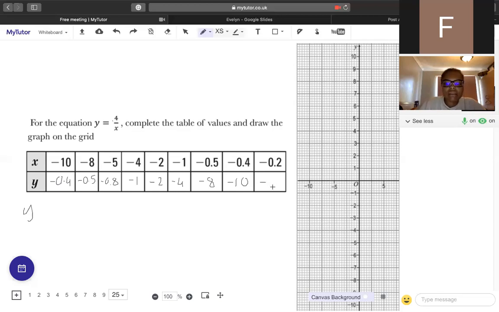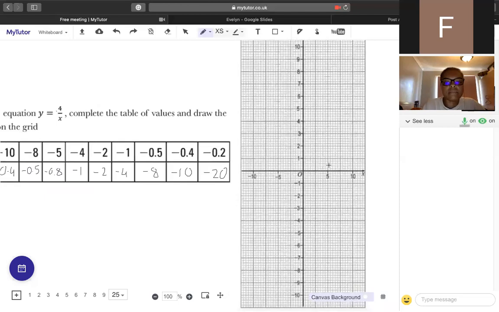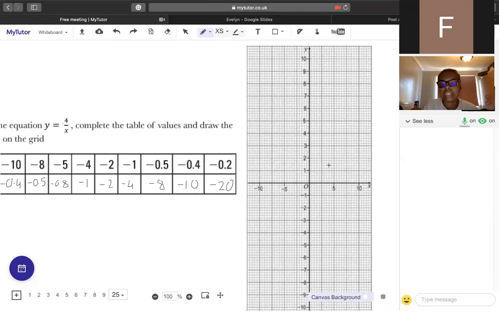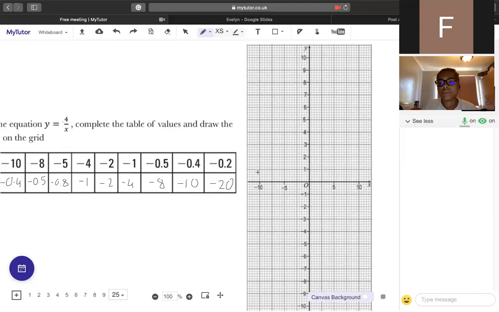Now again, on this particular graph, the grid that they've given you isn't big enough to allow you to do minus 0.2, minus 20. So we're not going to be able to plot that point, but we will be able to plot the other ones. In your exam, they will always give you graphs which are big enough to allow you to plot all the points, by the way. This is just an example question. So let's go ahead and plot these points then.